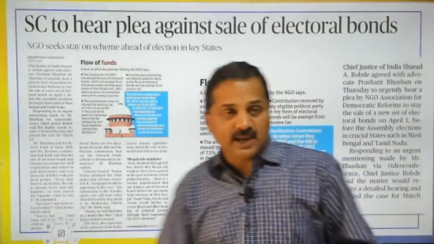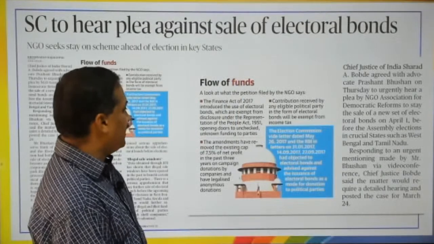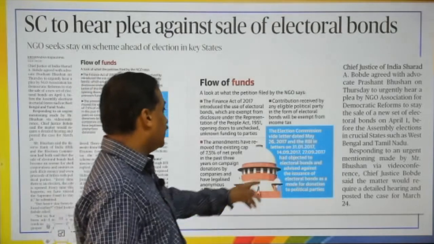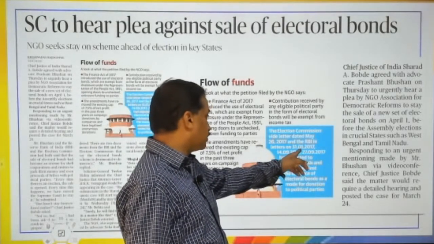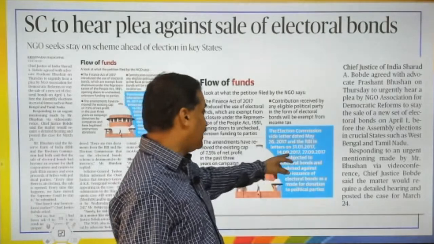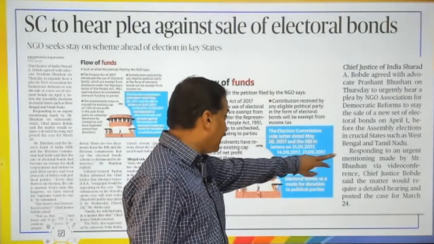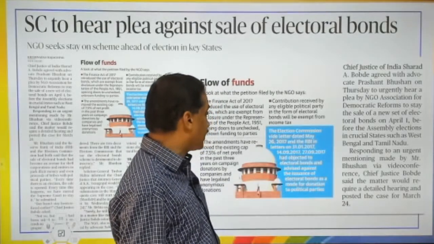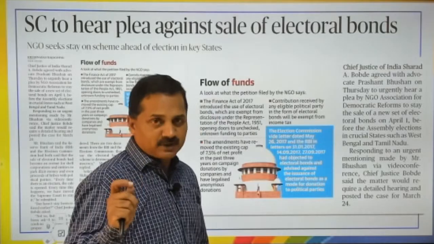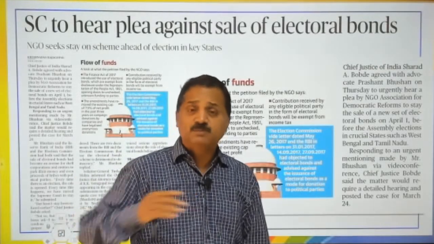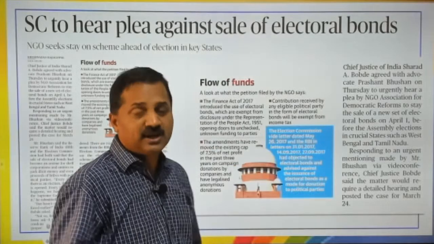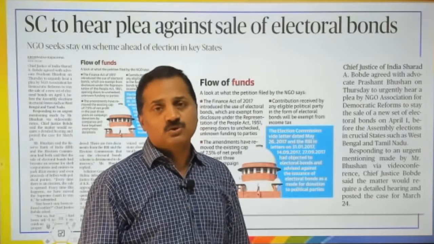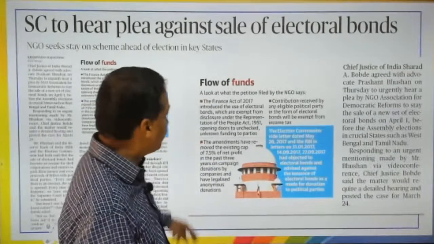Listen, the Election Commission vide letter dated May 26, 2017, and RBI letters on 31/1/2017, 14/9/2017 and 27/9/2017 had objected to electoral bonds and advised against the issuance of electoral bonds as a mode of donation to political parties. Despite all these warnings both by the Election Commission and the Reserve Bank of India, it has continued for the last 4 years, and that is quite objectionable.